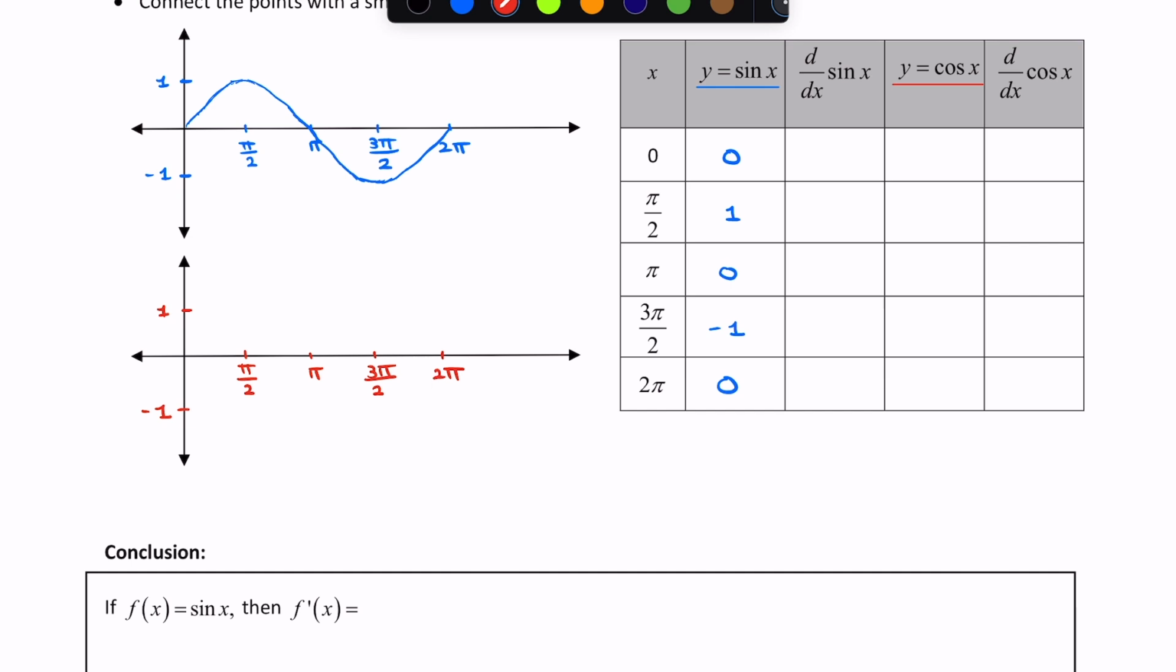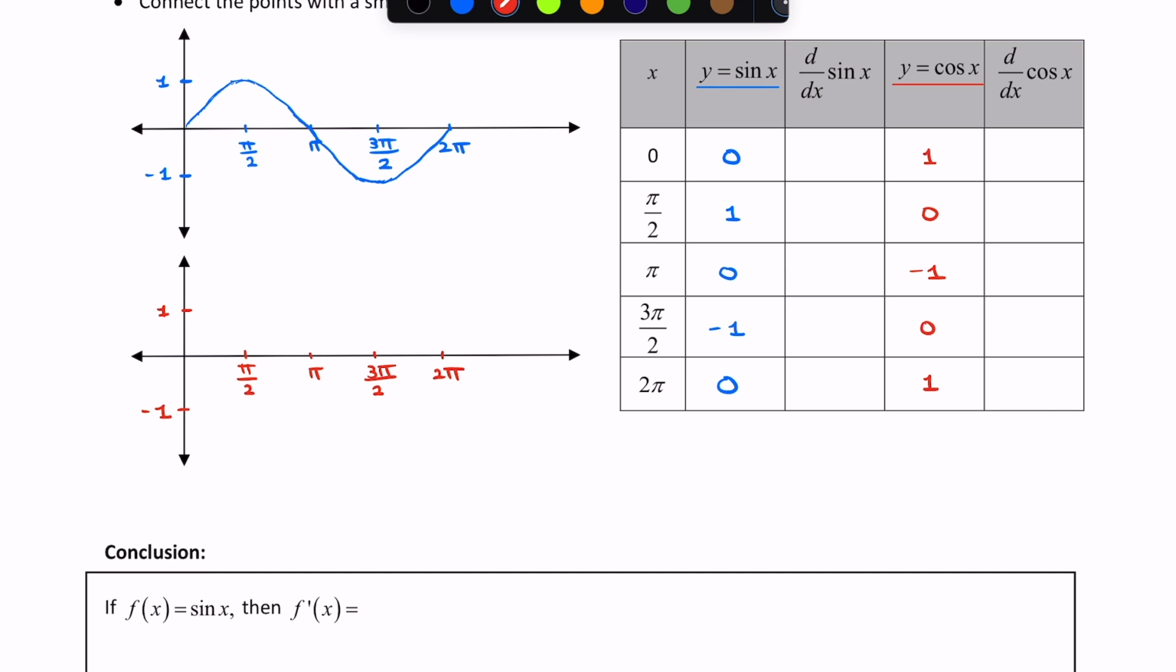And so here, for the cosine graph, we know that our zeros are at pi over 2 and 3 pi over 2. And we have maximum at 0 and 2 pi at 1, and then a minimum at pi at -1.